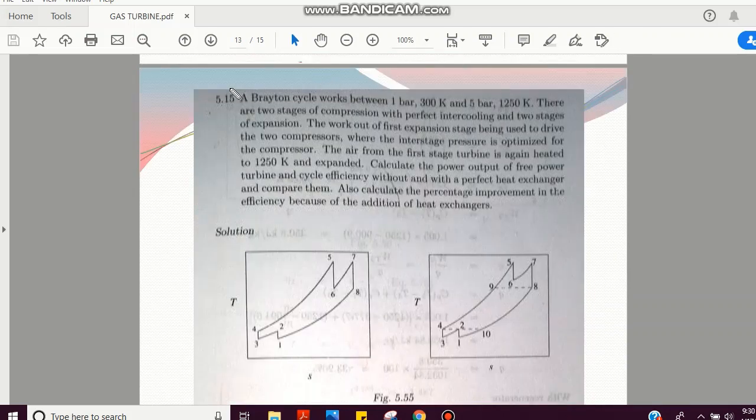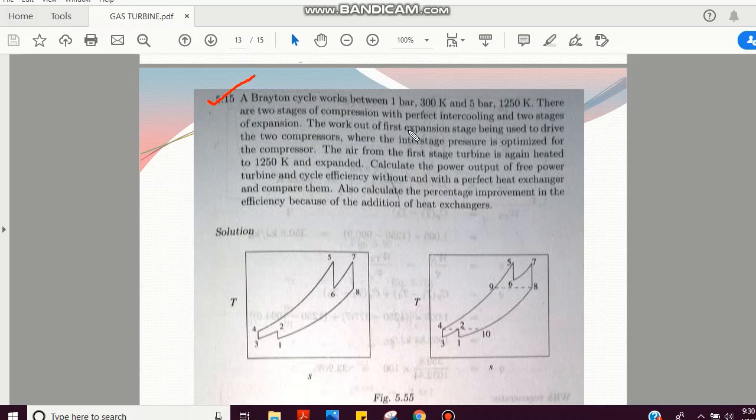Okay. This numerical says that a Brayton cycle works between 1 bar and 300 Kelvin, and 5 bar and 1250 Kelvin. There are two stages of compression with perfect intercooling, and two stages of expansion. The work output of the first expansion stage is being used to drive the two compressors.